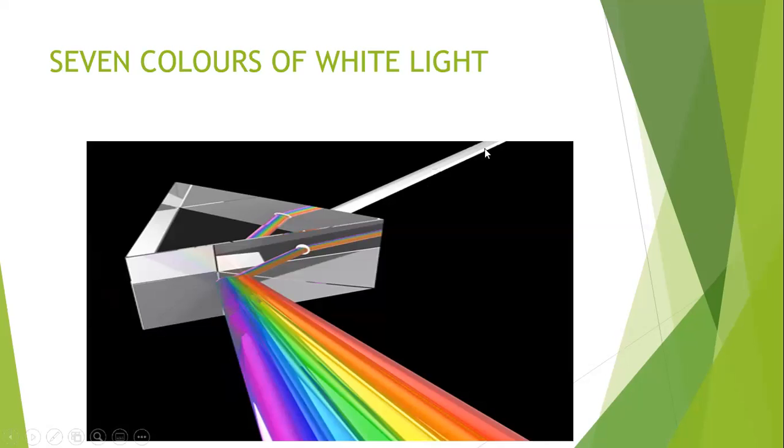Here you can see the white light. If the white light passes through the prism, it will divide into 7 colors: red, orange, yellow, blue, green, indigo and violet. White light basically has 7 colors. In the same way, you see the rainbow having 7 colors. Rainbow is formed by the white light.